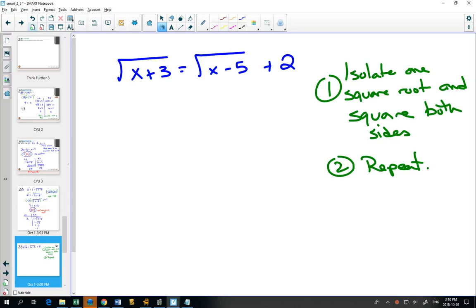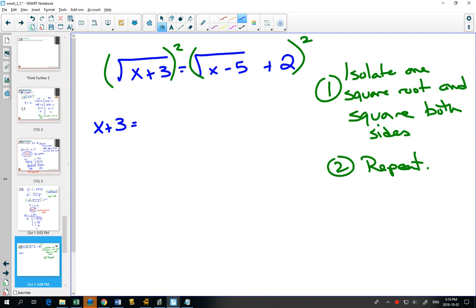Can you see that you have the square root of x plus 3 already isolated on the left side? So if I square both sides, that will get rid of the square root on this side. Now I'm going to put brackets around the whole thing, and if I square that whole side, I have to square the whole other side, so I need brackets around that. Now on this side, the square root of x plus 3 all squared just becomes x plus 3.